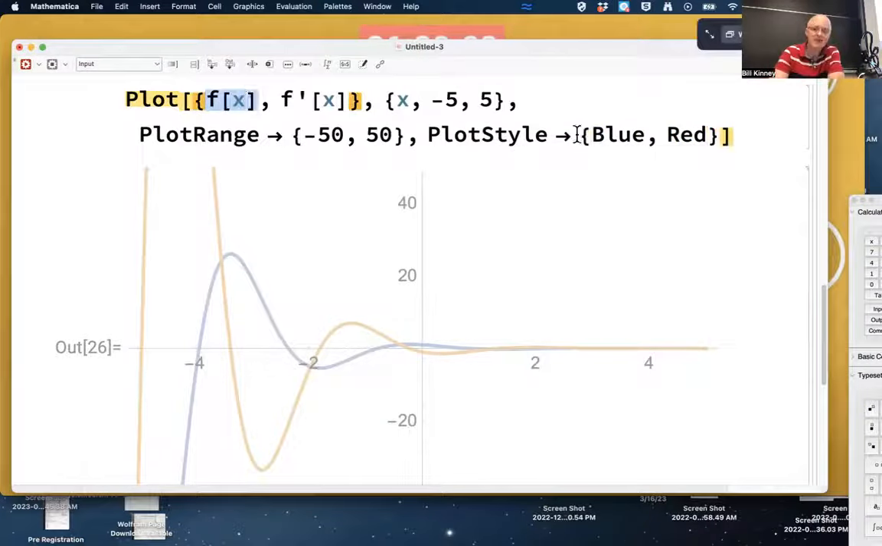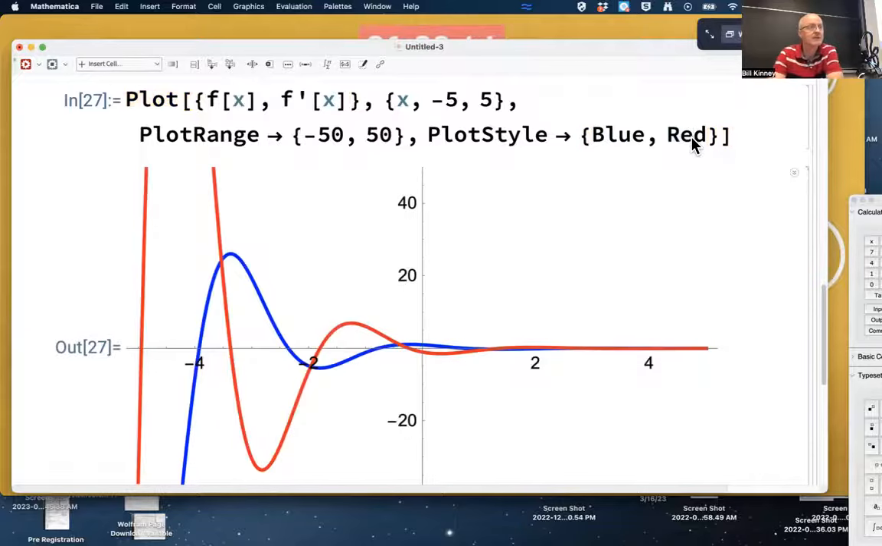Since f is first here, it will be blue. And since f prime is second, it will be red. Re-enter it. There we go. The blue graph is f of x. The red graph is its derivative.